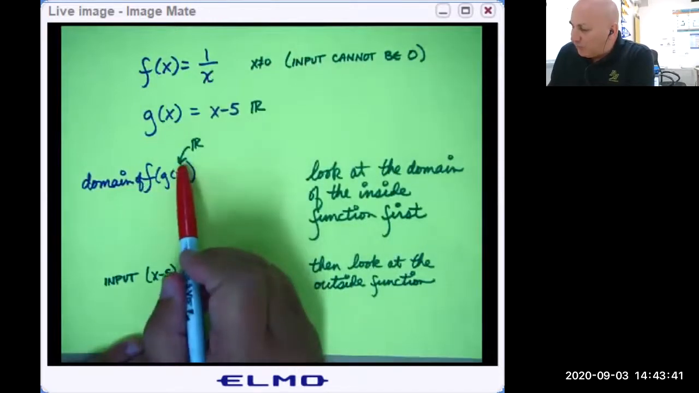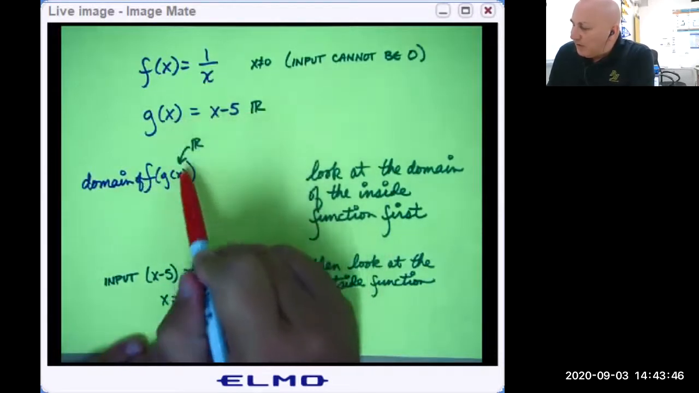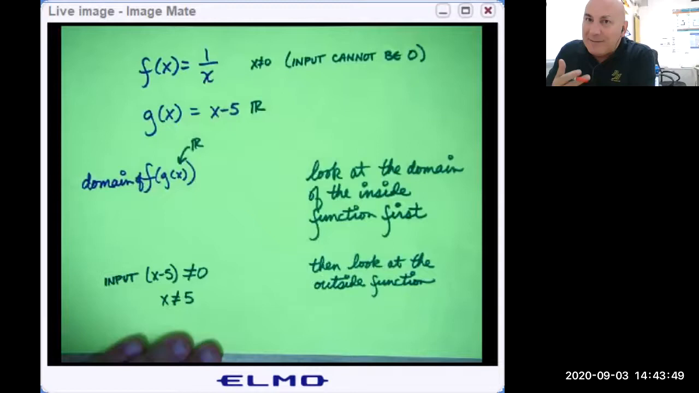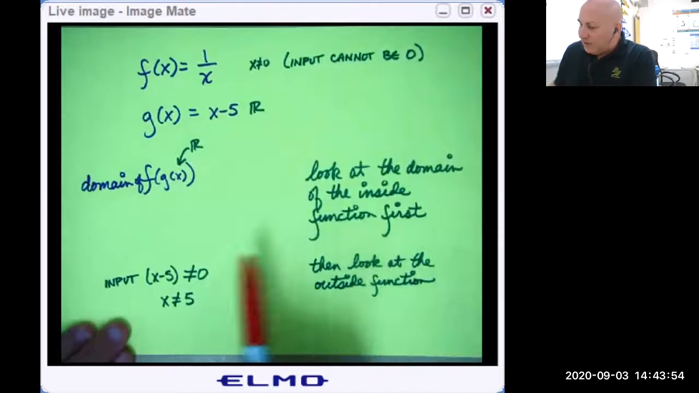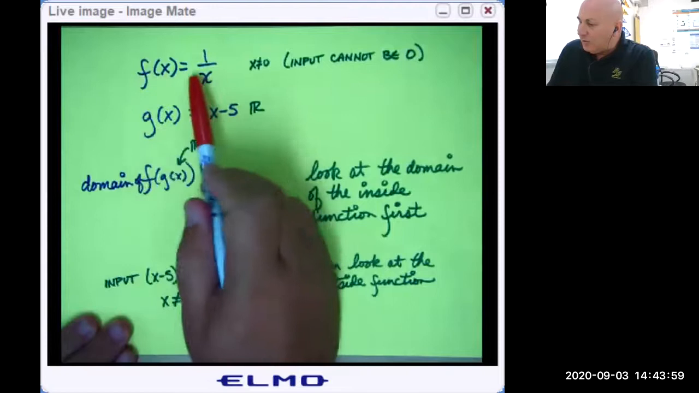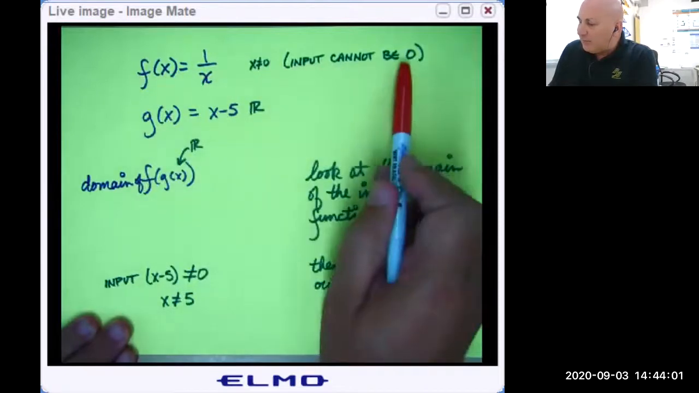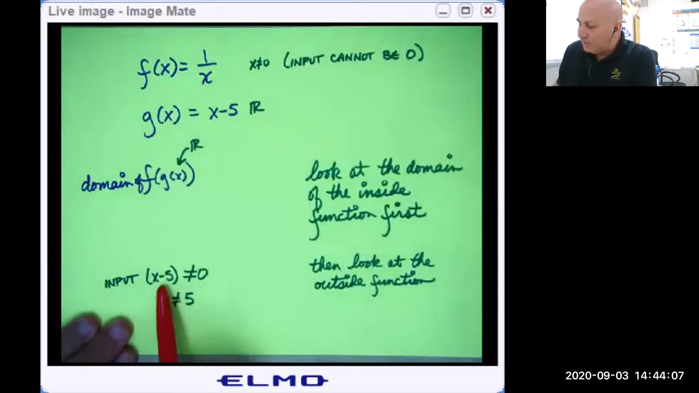So we always do the inside function first. So what's the domain of g of x? All real numbers. Okay, that makes life easy. So we always look at the inside function first. Now we go to function f. We go to the outside function. And we know that the input cannot be 0. Well, our input is g of x. So the domain of our composite function is all values of x except 5.